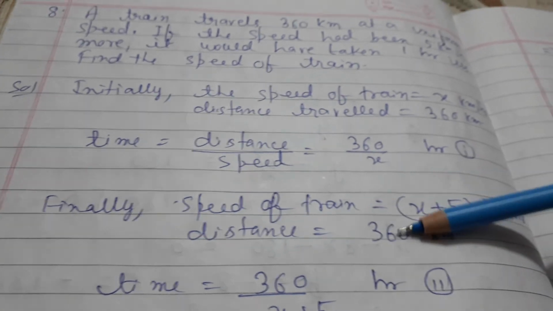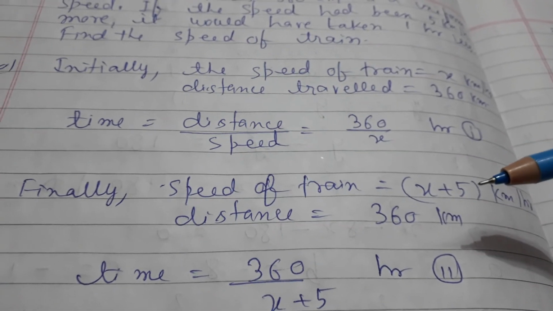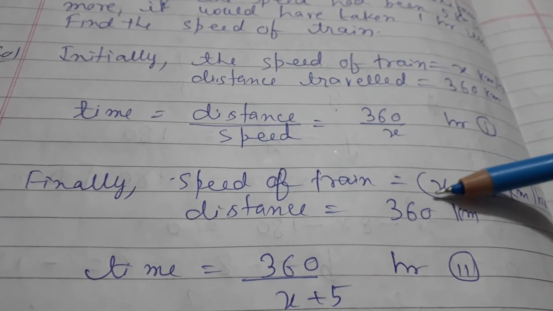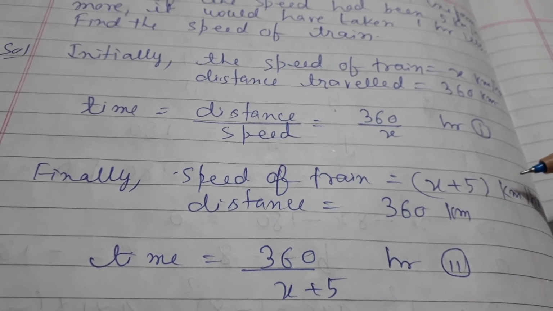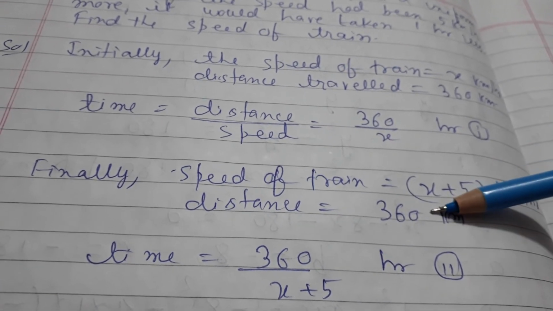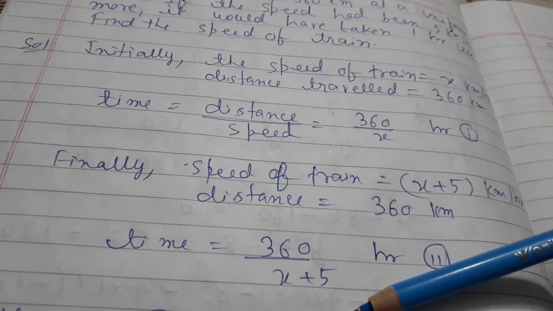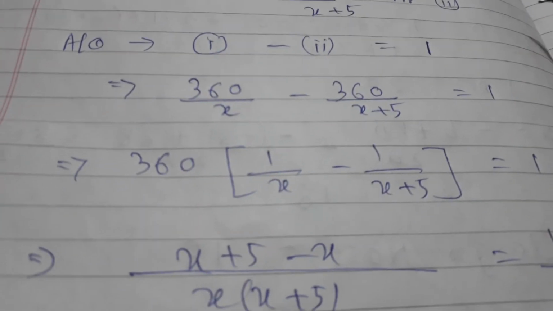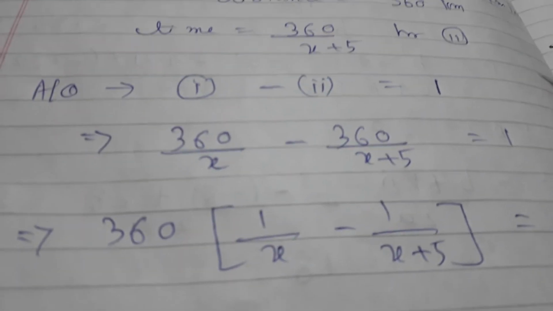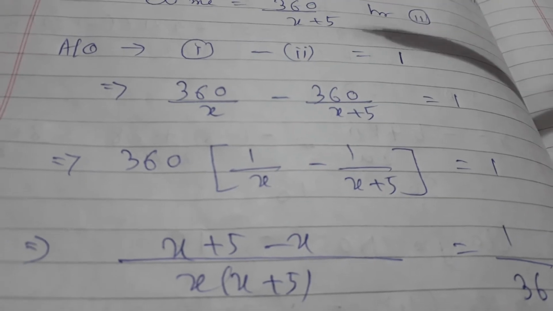Finally, the speed of the train becomes 5 km per hour more, so it will be x plus 5 km per hour, and the distance is 360 km. So time equal to distance by speed. So 360 by x plus 5 hour. This is equation number 2. And it is given in the question that the difference of the two times is 1 hour.